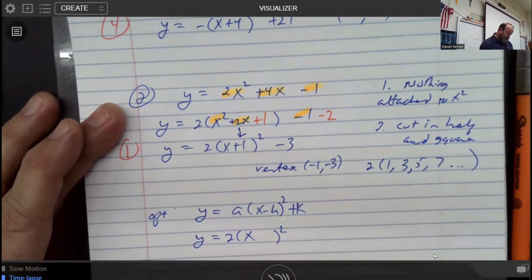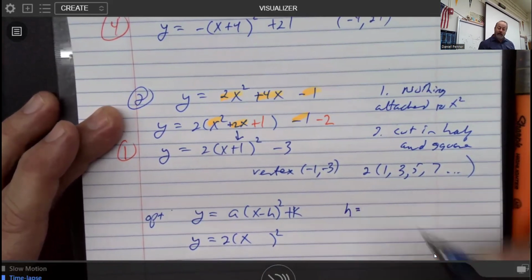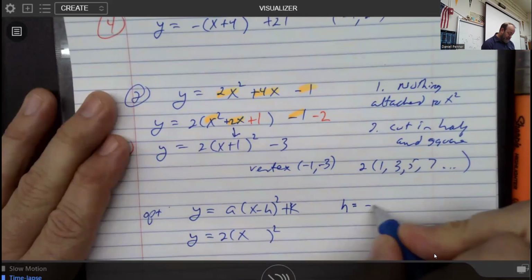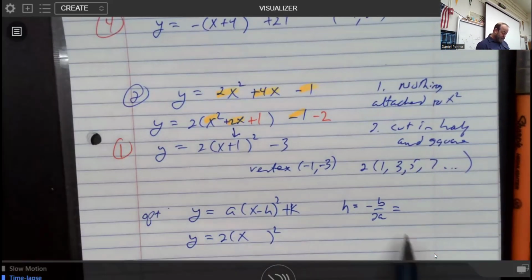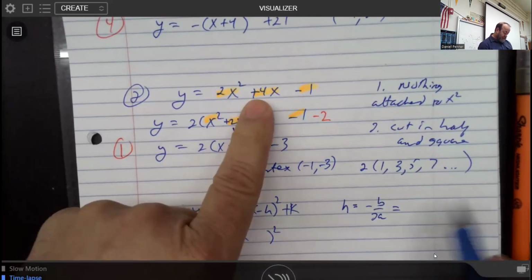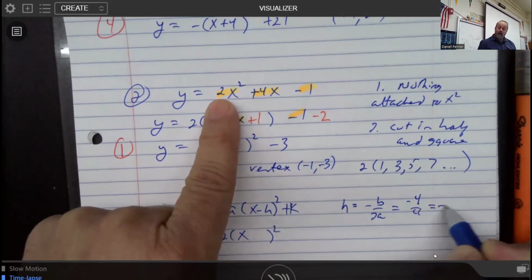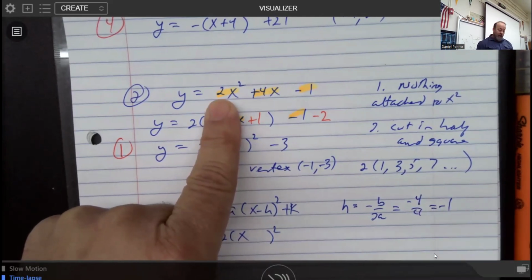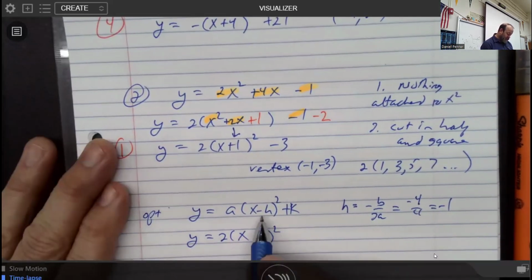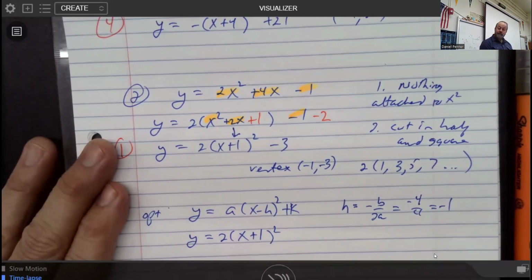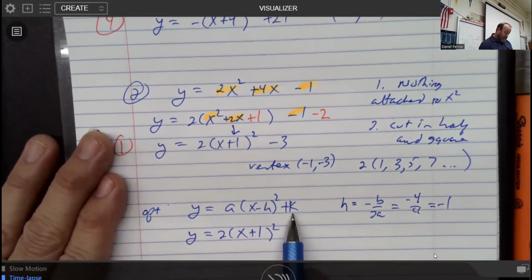Now, the second thing I want to know is, what is h? Well, as it turns out, h is the line of symmetry, which turns out to be opposite b over 2a, which is a little formula that we have done before. So the opposite of 4 is -4. 2 times 2 is +4. So I got -1. So I just found that the h value is -1. So if I do minus -1, I got a +1. Hey, we got it.